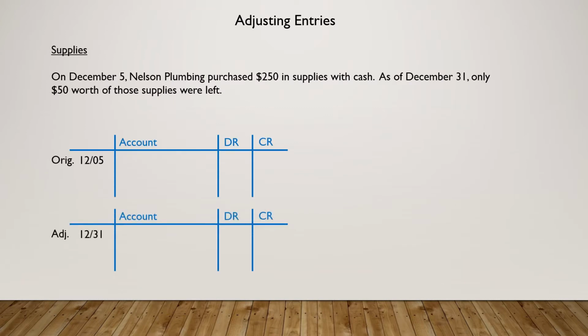On December 5th, Nelson Plumbing purchased $250 in supplies. As of December 31st, only $50 worth of those supplies are left. With our original purchase, we increased assets for the supplies acquired, and we decreased assets for the cash dispersed. The increase in assets will be a debit to supplies, and the decrease will be a credit to cash. We then post these amounts to the respective ledger or T accounts.